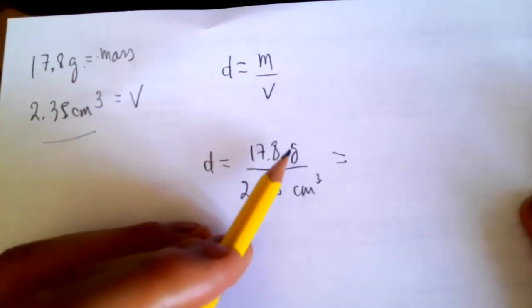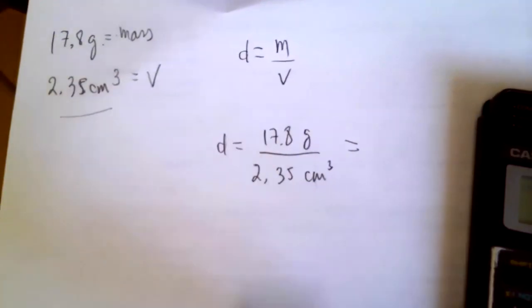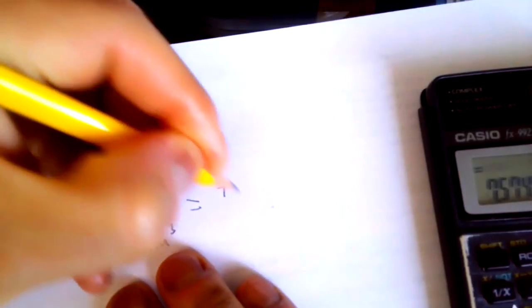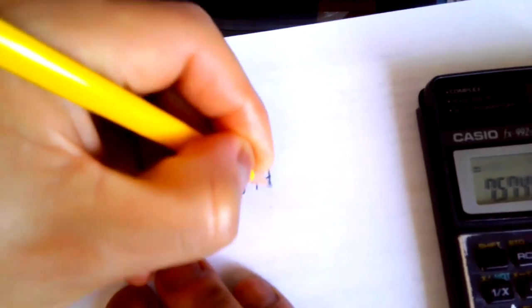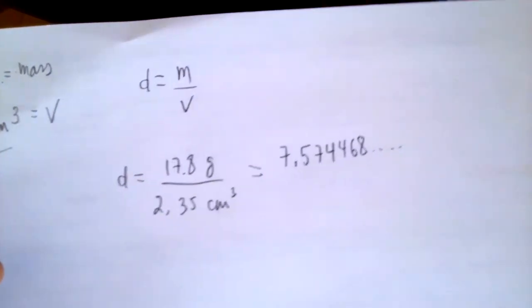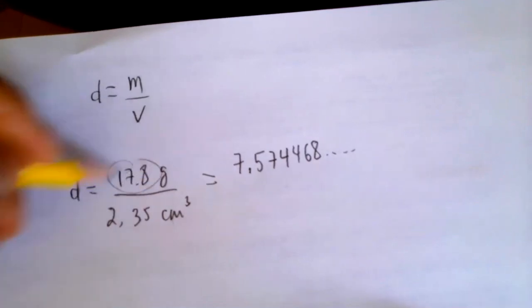I don't cancel out anything because they are not the same thing. So, 17.8 divided by 2.35. The calculator throws a huge number, 7.574468, blah, blah, blah. Makes a lot of units. So should I keep that big number? No, you have to use sigfix.